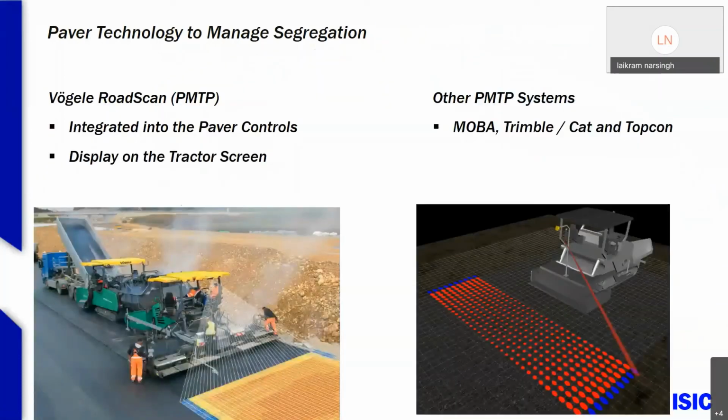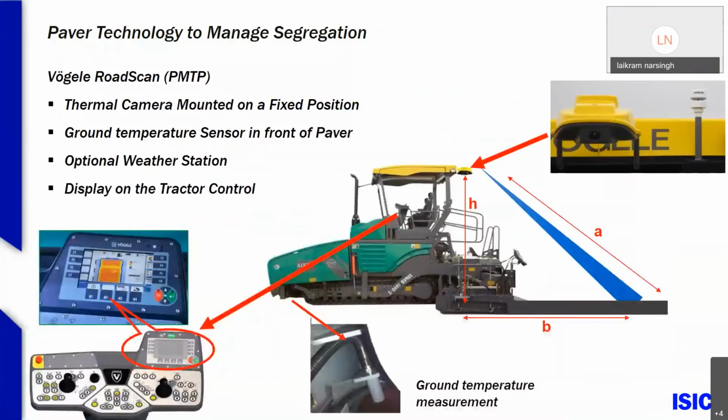Wirtgen, which is our Paver-Mounted thermal profiler, is integrated into the paver control and is displayed on the tractor operator's display. There's several other systems out there. Todd talked about the CAT Trimble system. MOBA has been out with their system much longer than everybody else. And of course, now we have TopCon out with their system too. So everybody now pretty much has a Paver-Mounted thermal profiler system. Just focusing on our Wirtgen for now.